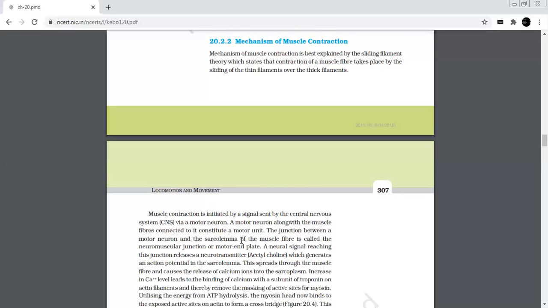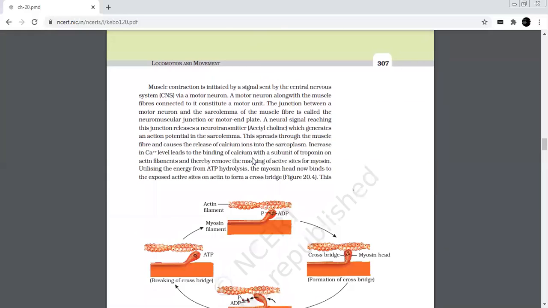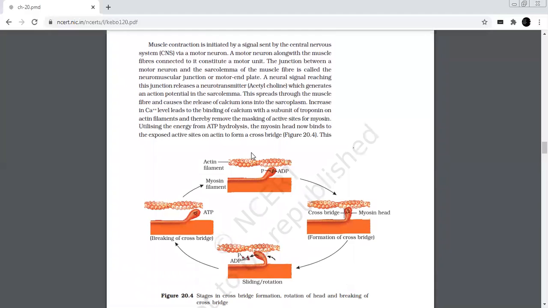Calcium plays a regulatory role in muscle contraction. An increase in calcium ion level leads to binding of calcium ions to the troponin subunit on the actin filament. This removes the masking of active sites for myosin. Formation of cross bridge, you can see.